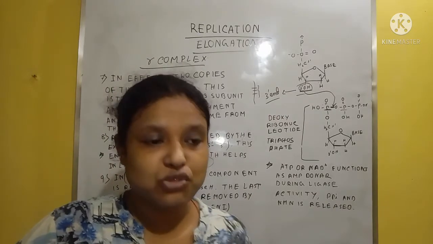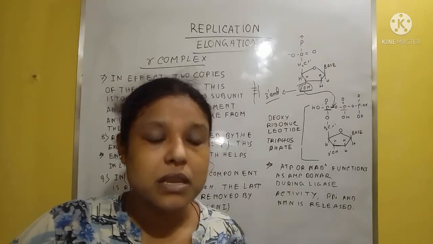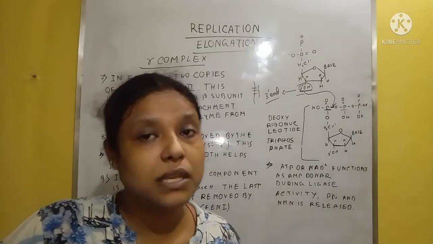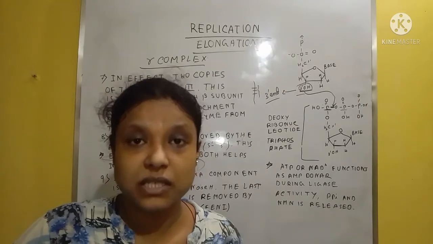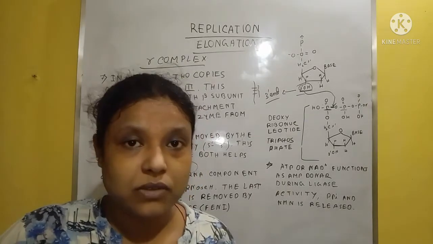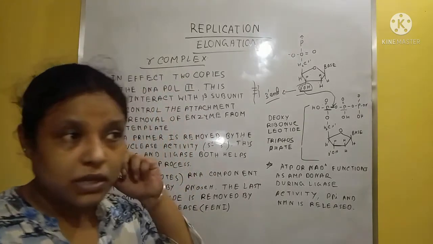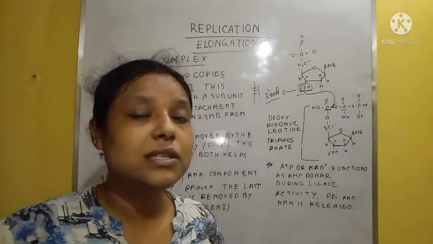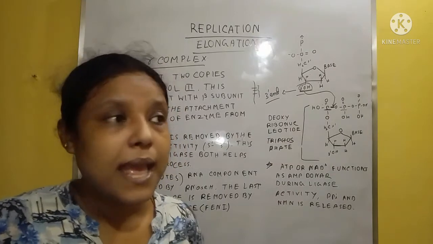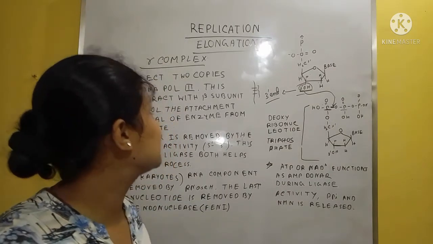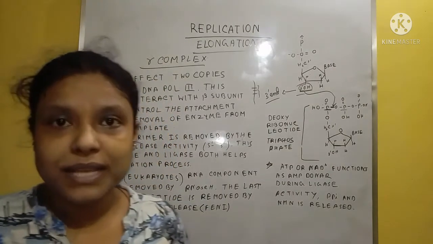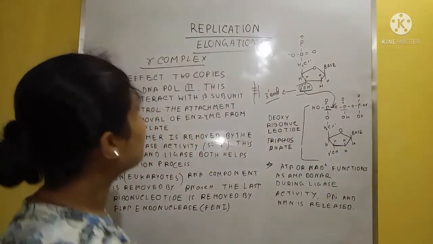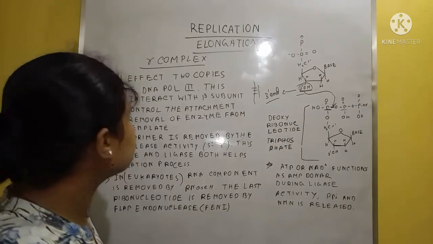The replication process is such a huge topic that I could not explain it completely in my previous video, so I am continuing it in today's video. Okay, let's start. In my previous video I explained the initiation and elongation processes of replication, and now I will explain the gamma complex and the termination process. So how is the gamma complex formed?